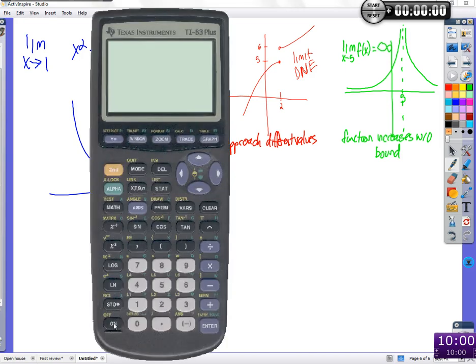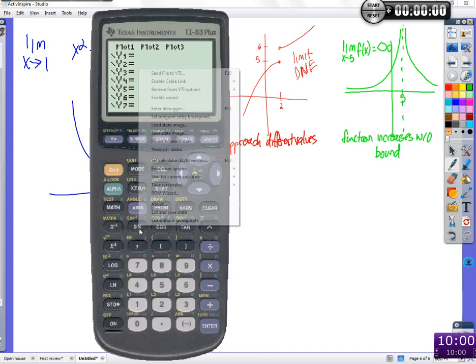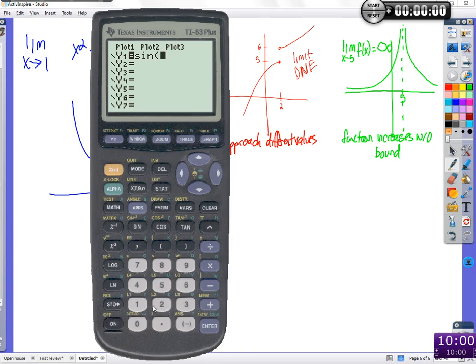Let's look at another. This is just gonna be a reminder. I'm gonna clear this out and talk about the sine of one over x. I want us to concentrate less on what is first and next, and more on what we're doing here.